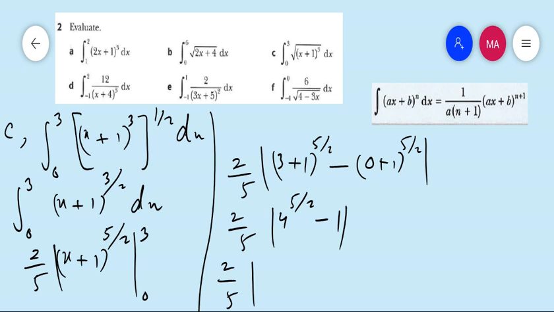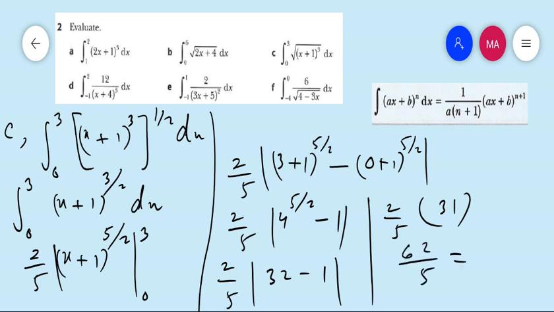4 power 5 upon 2 is 2 square cancel by square, 32 minus 1. 2 upon 5, 32 minus 1 is 31. 31 2s are 62. 62 upon 5 is 12.4. This is our final answer of part C. Move to part D.